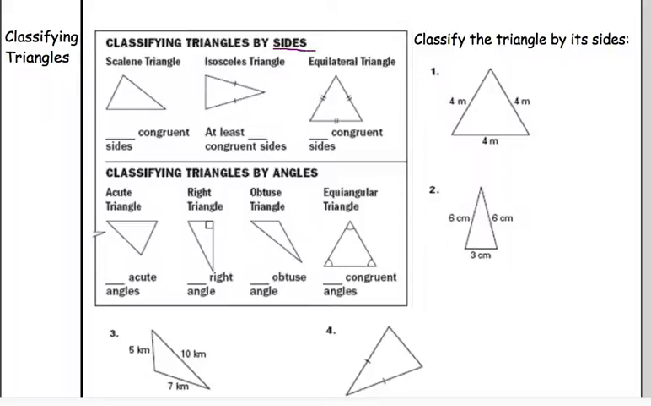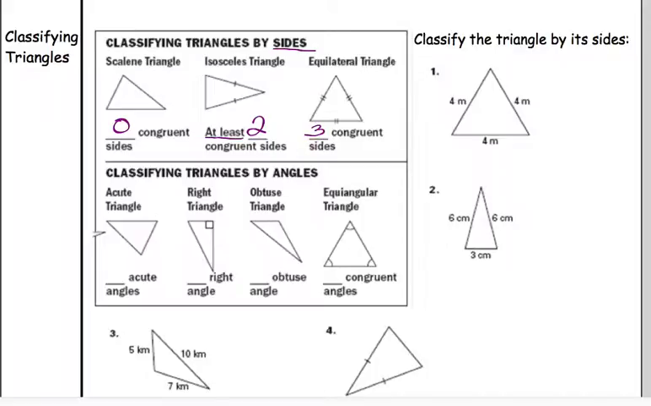Using the sides, a scalene triangle has 0 congruent sides. All the sides are different. In an isosceles triangle, at least 2 of the sides are congruent. And I know that's weird that it says at least, but that's because if there are 2, you can call it isosceles. So even one where they're all equal could be called isosceles, but a better name for it would be equilateral. When there are 3 sides congruent, we generally call them equilateral triangles.